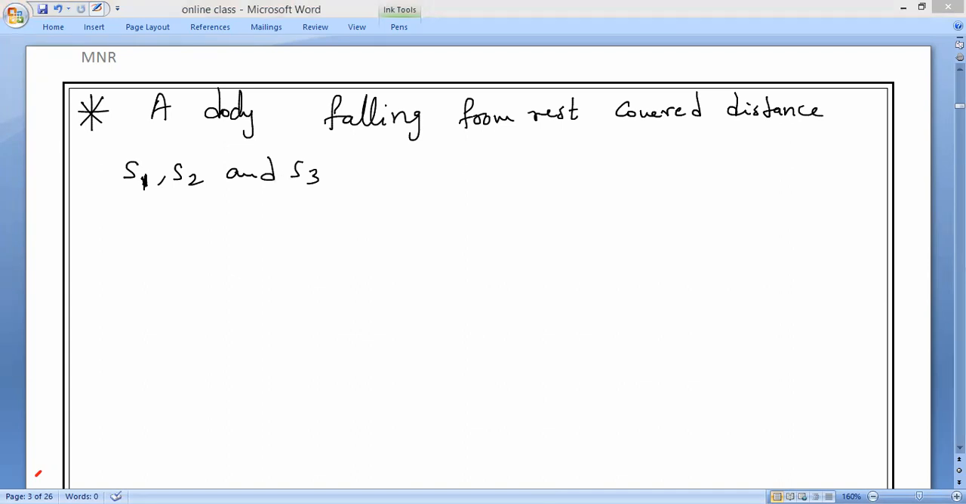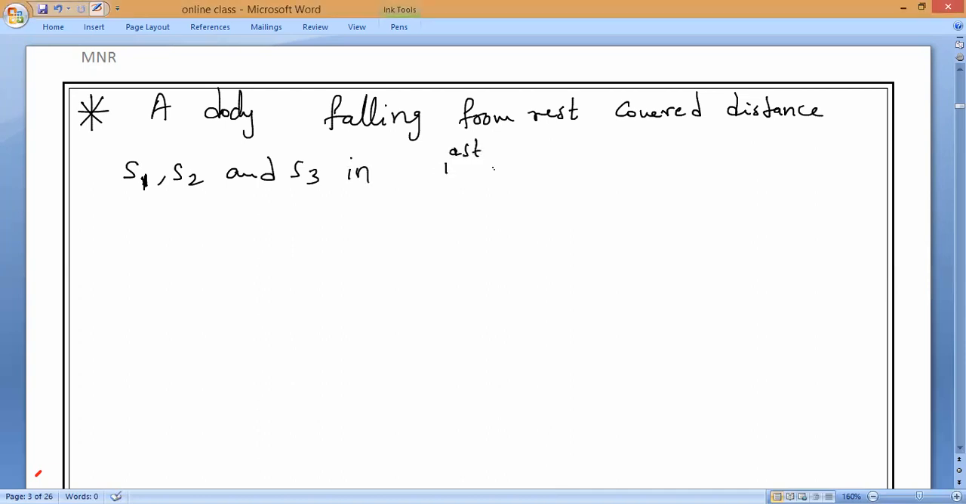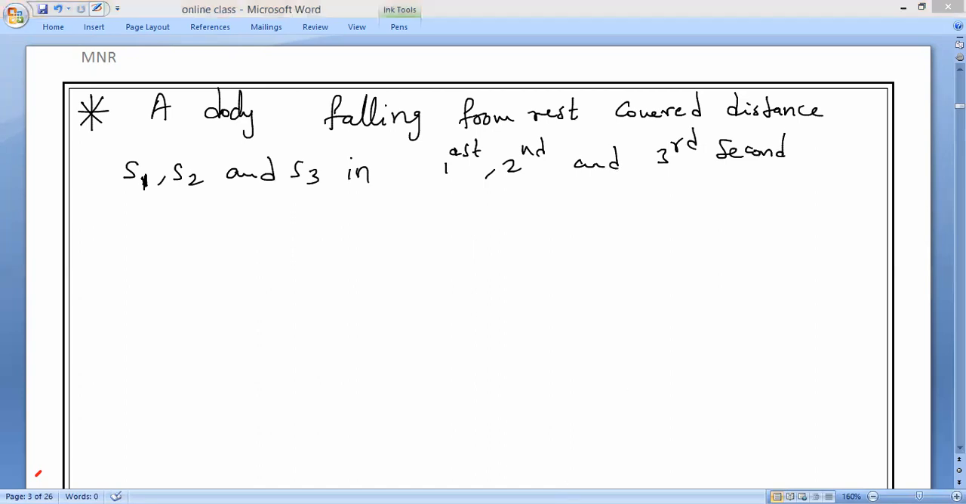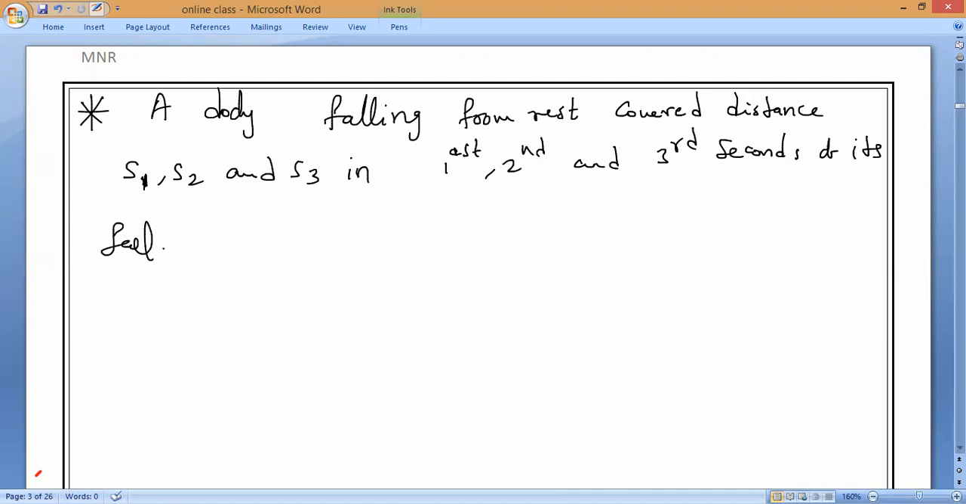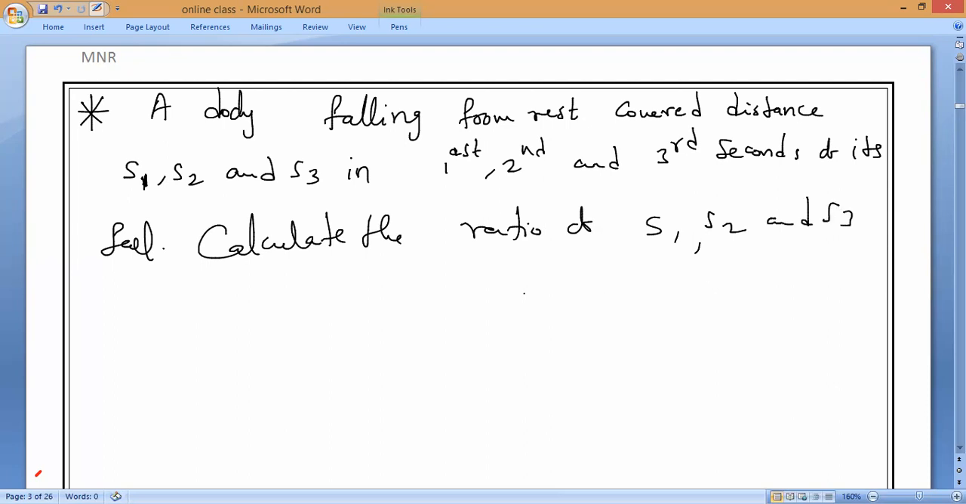S1, S2, S3 in the first, second and third seconds of its fall. Do you understand, everybody? Okay, everyone, please respond. Next, calculate the ratio of S1, S2 and S3 respectively.